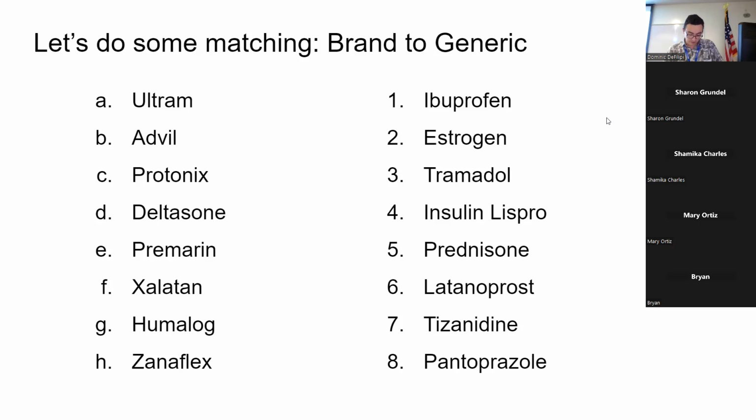Is E estrogen? Oh, wait, I'm looking at the wrong one. Yes, it is estrogen. I was looking at the next slide. Yes, E, or Premarin, is estrogen. Now, I have a disgusting way that you can remember this if you guys are ready for it. Do you know how they make Premarin, or how they get the estrogen for Premarin?